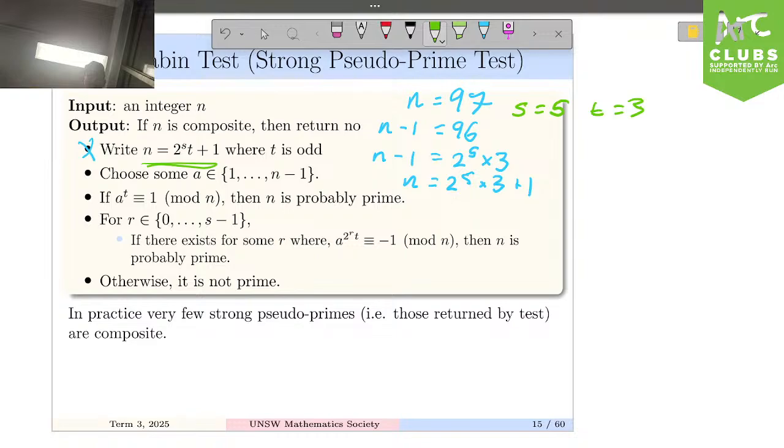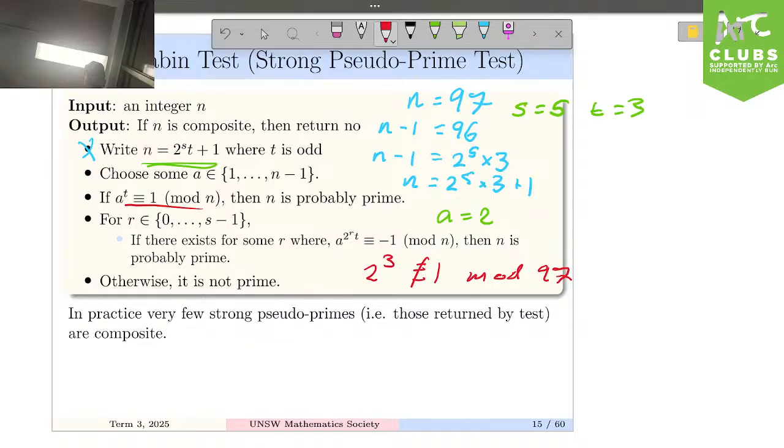Right. Then we have to do a couple of checks. We haven't called a witness to the stand yet, so let's do that. I'm going to call a witness a is equal to 2. 2 is my favorite witness. It's not 1, which means it's not too simple, but it's 2, which means it's simple enough for me to do without having to get a calculator. So we look at is 2 to the 3 equivalent to 1 mod 97? Well, it doesn't even get up to 97, so there's no chance. If it was equal to 1, then we would say it's probably prime. But it's not. So we have to go on to the next step.